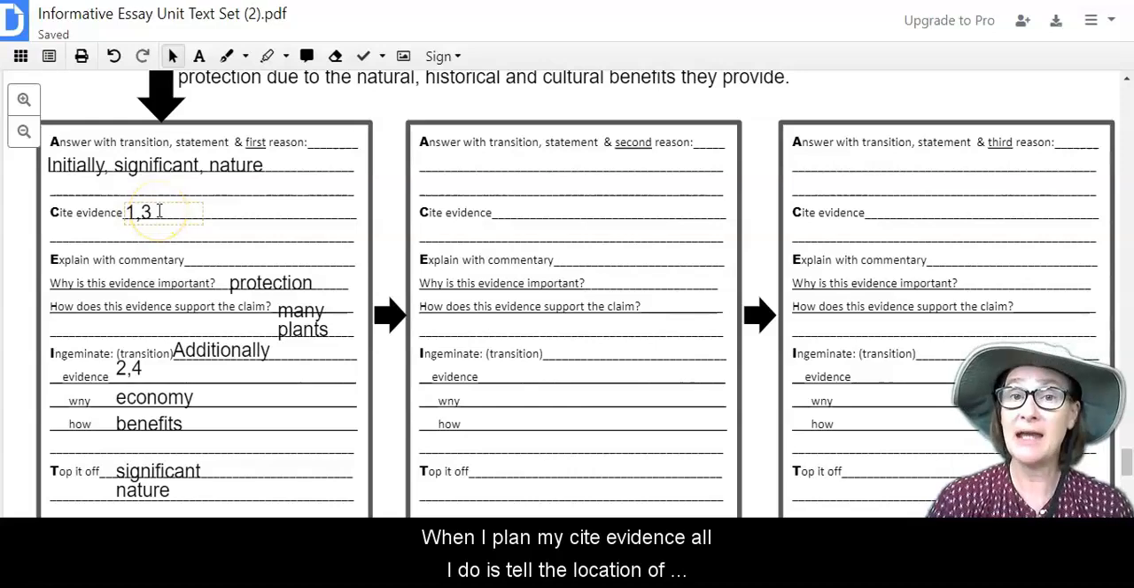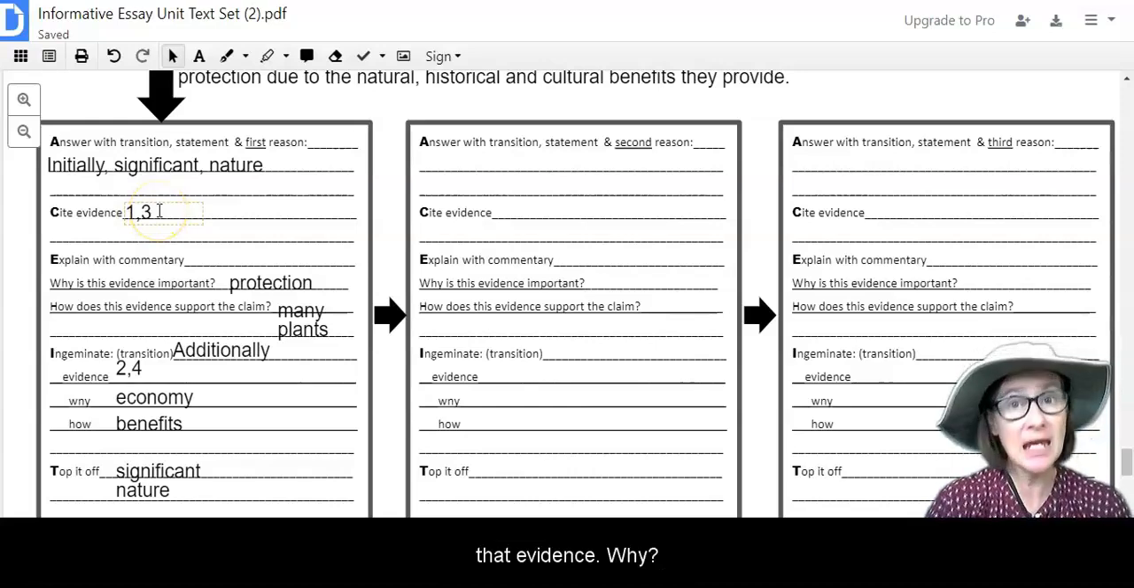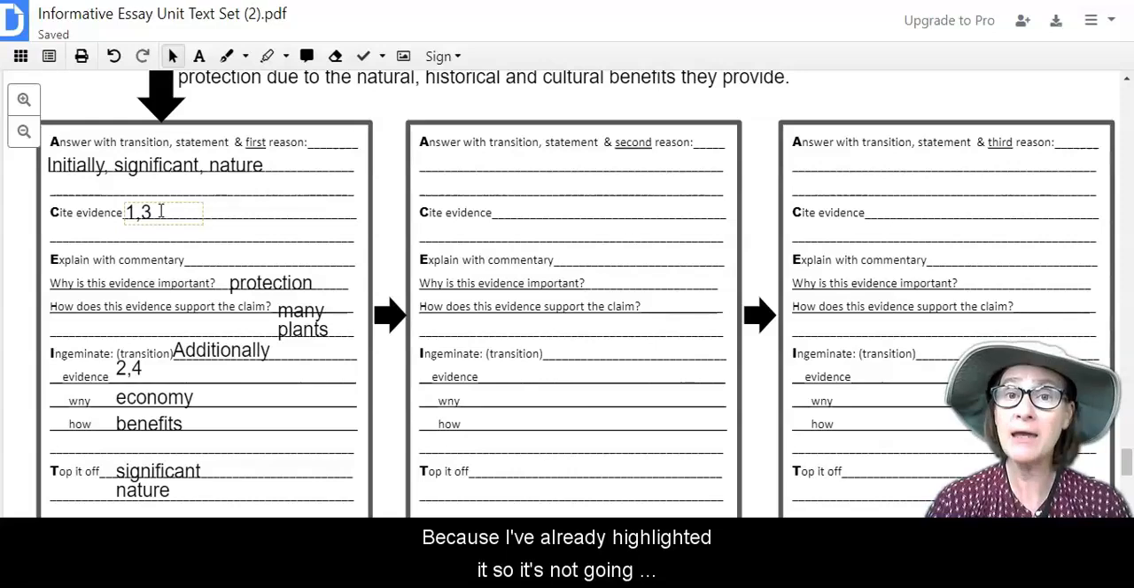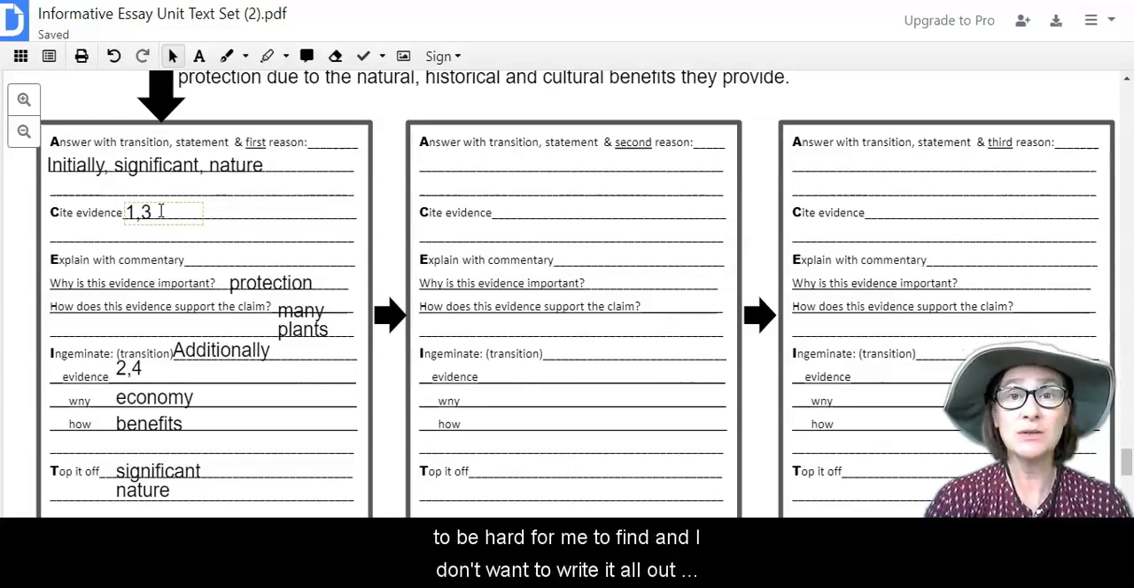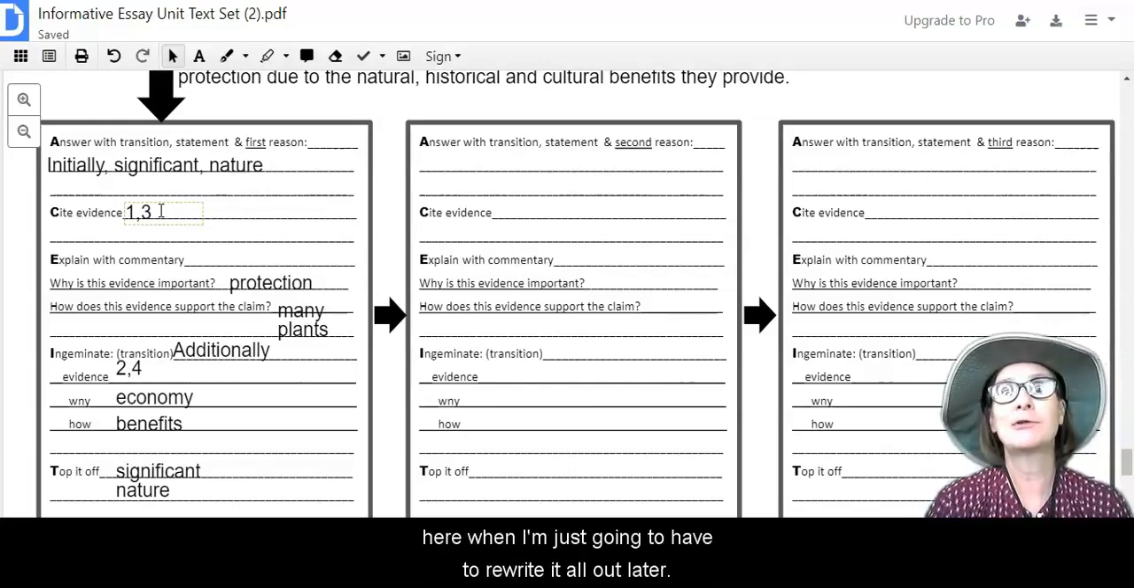When I plan my cite evidence, all I do is tell the location of that evidence. Why? Because I've already highlighted it, so it's not going to be hard for me to find. And I don't want to write it all out here when I'm just going to have to rewrite it all out later.